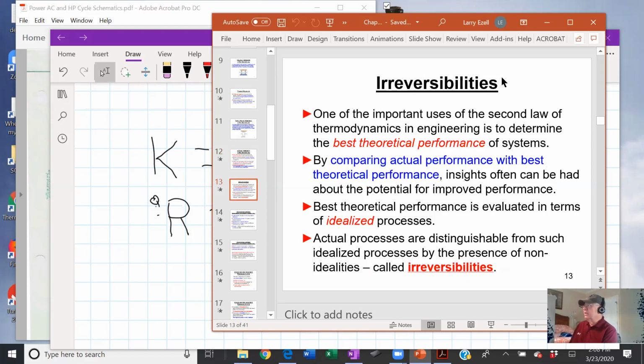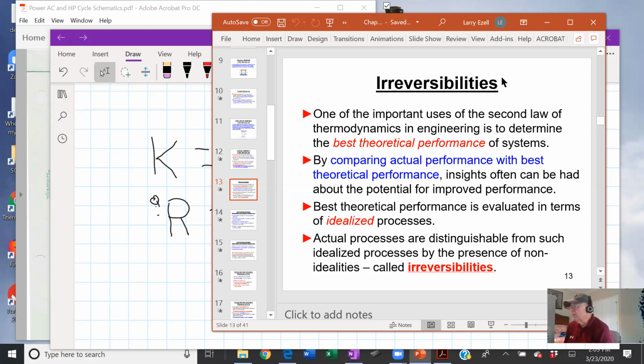Irreversibilities. These are things that happen in a process that keep you from converting 100% of that energy into work. And we've mentioned a lot of these. Friction is the one that most comes to mind as a mechanical engineer, such as myself.